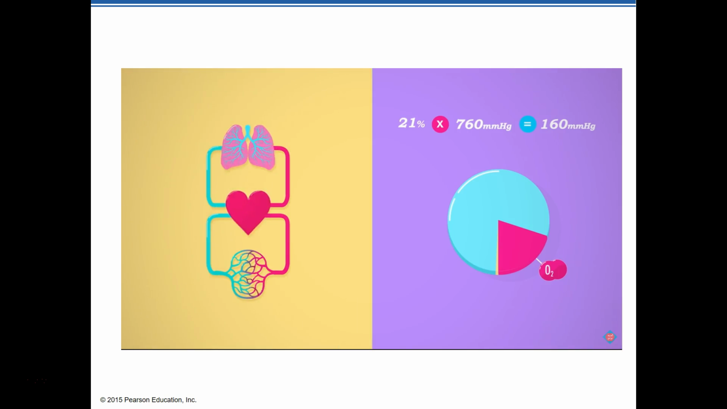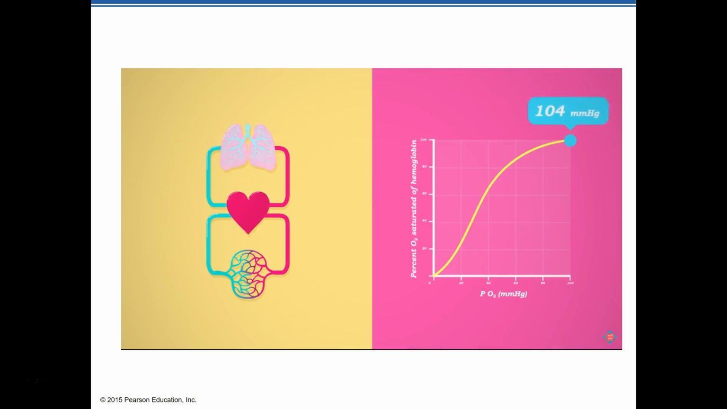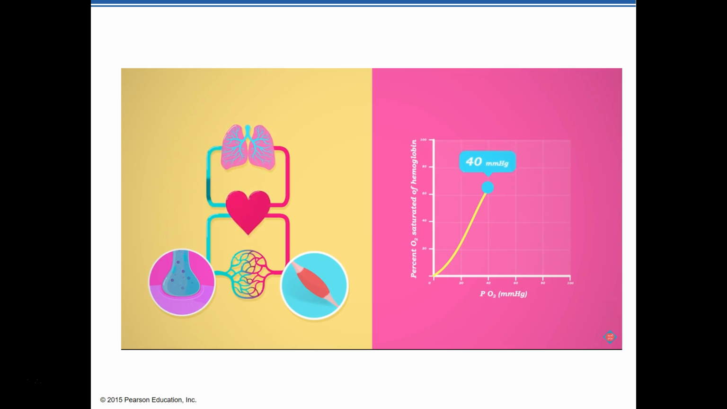Now, that's just outside at sea level. When that air mixes with the air deep in your lungs, including a lot of air that you haven't exhaled yet, the partial pressure of oxygen drops to about 104 millimeters of mercury. And in the blood that's entering your lungs after most of its oxygen has been stripped away by your hungry muscles and neurons, the oxygen partial pressure is only about 40 millimeters.